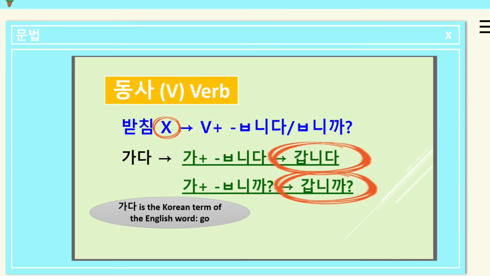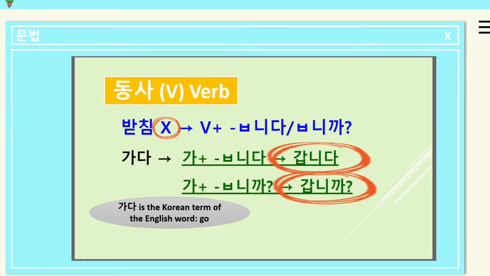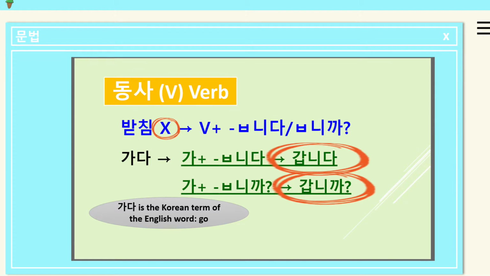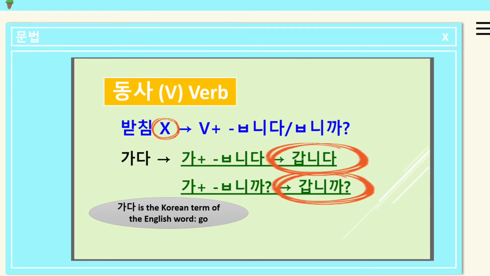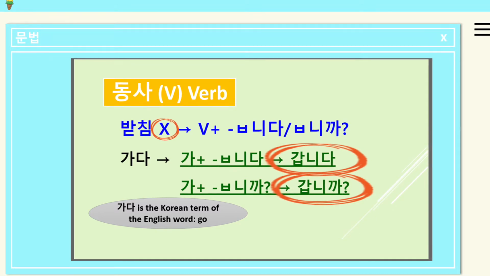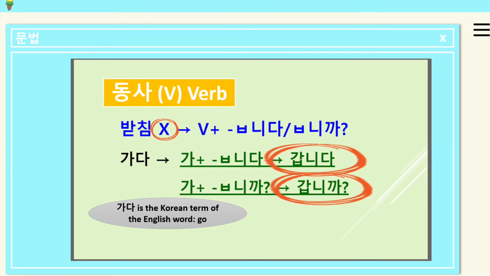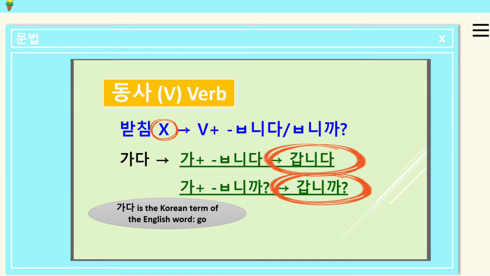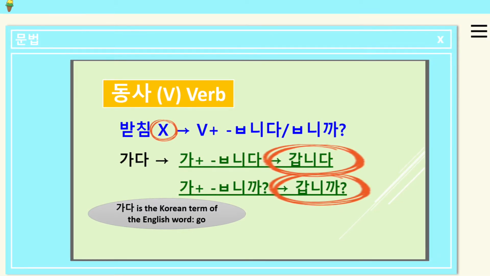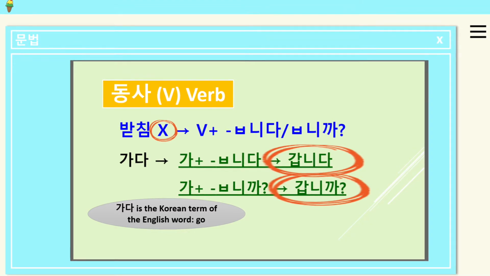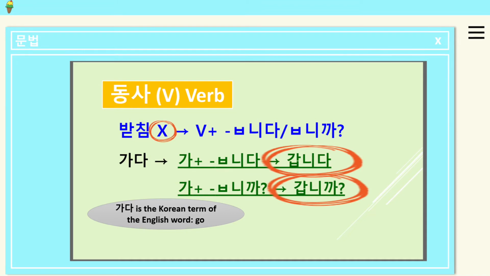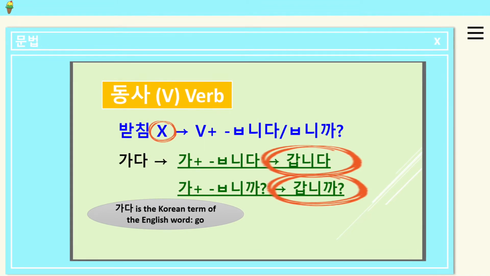가다 is the Korean term for the English word go. And there is no 받침. We don't see a third letter or a fourth letter in the denominator part, just like in mathematics. So 받침 없으면, if there is no 받침, we use ㅂ니다, ㅂ니까. 가다, we will say 가 and then add ㅂ니다. It becomes 갑니다. For question, 가 plus ㅂ니까, then it becomes 갑니까.